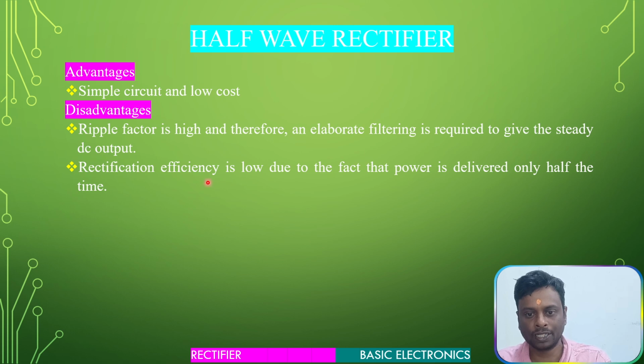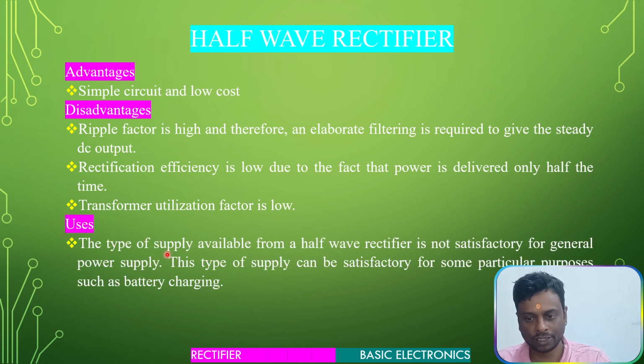Similarly, rectification efficiency is also low because power is delivered only during half of the input cycle. It is 40.6%. The transformer utilization factor is also low, 0.286. So the half wave rectifier is not satisfactory for a general purpose power supply. This type of supply can be satisfactory for some particular purposes like battery charging. So these are the uses of the half wave rectifier.